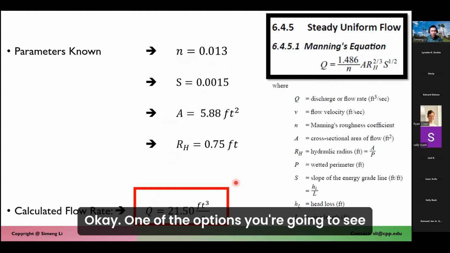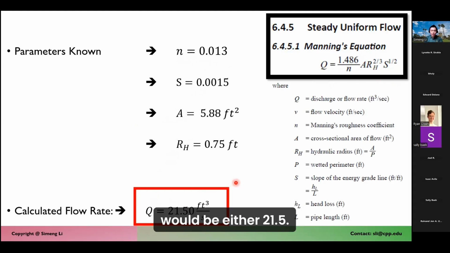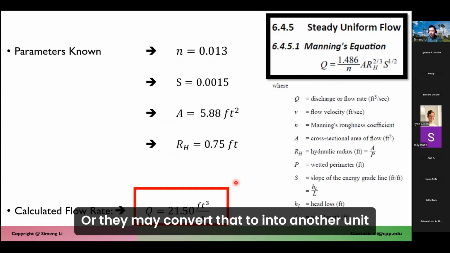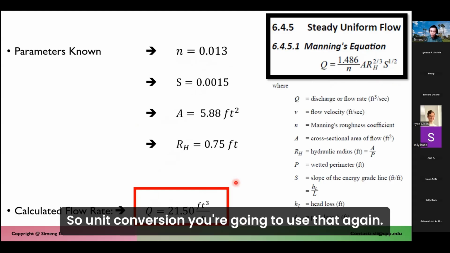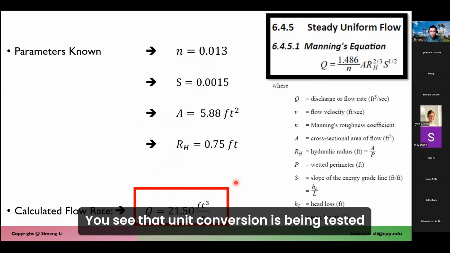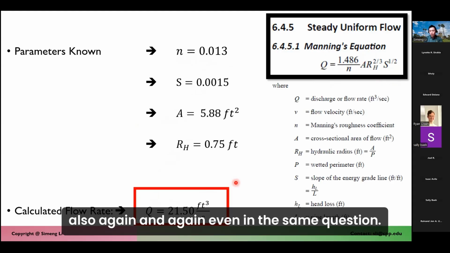Estimation, okay? One of the options you're going to see would be either 21.5, or they may convert that into another unit, maybe gallons per day. So unit conversion, you're going to use that again. You see that unit conversion is being tested again and again, even in the same question.